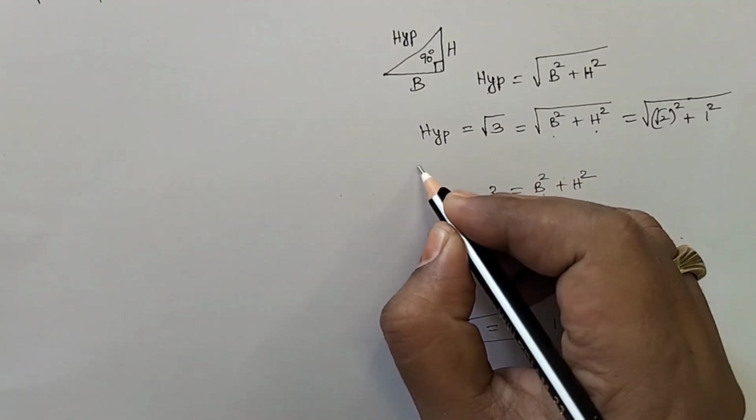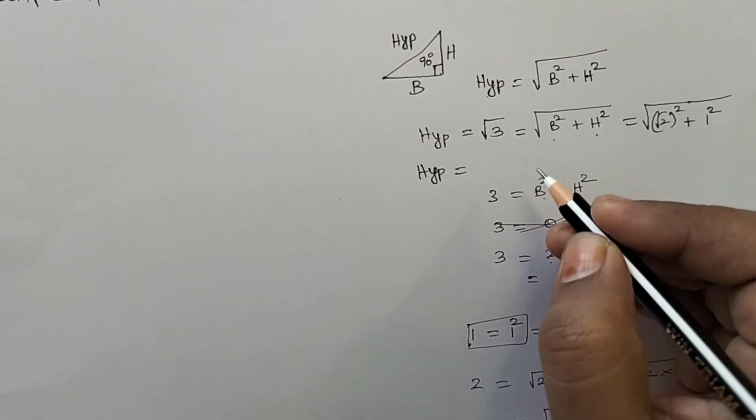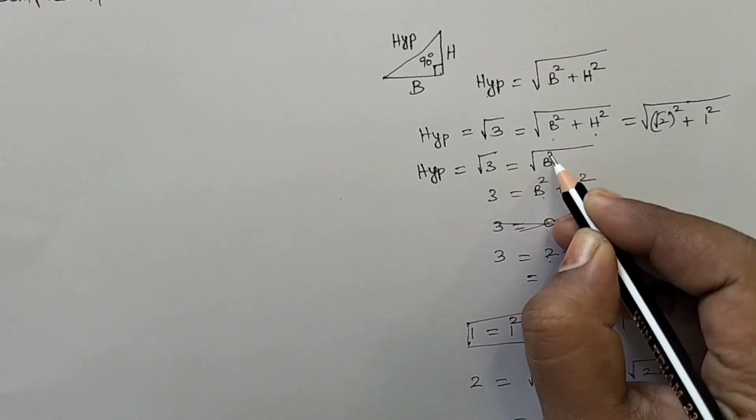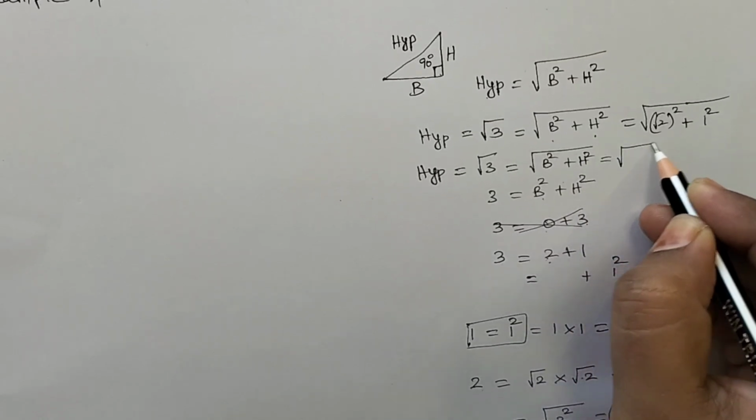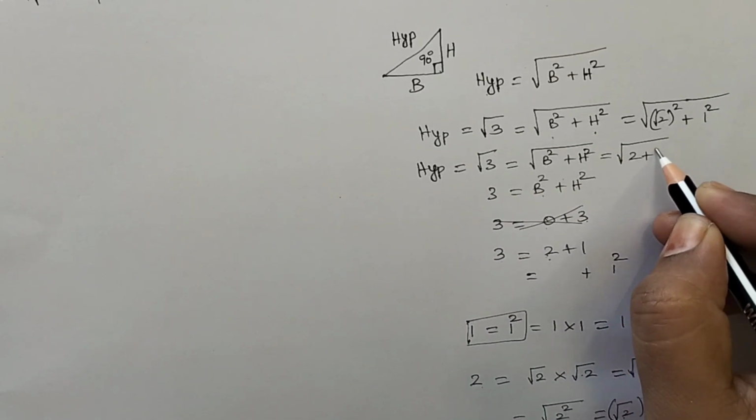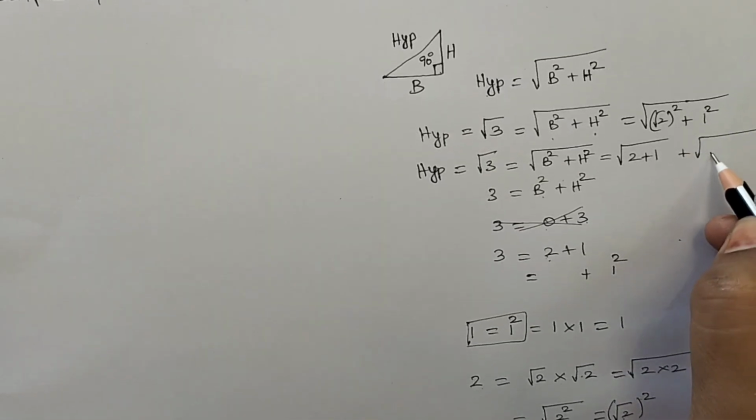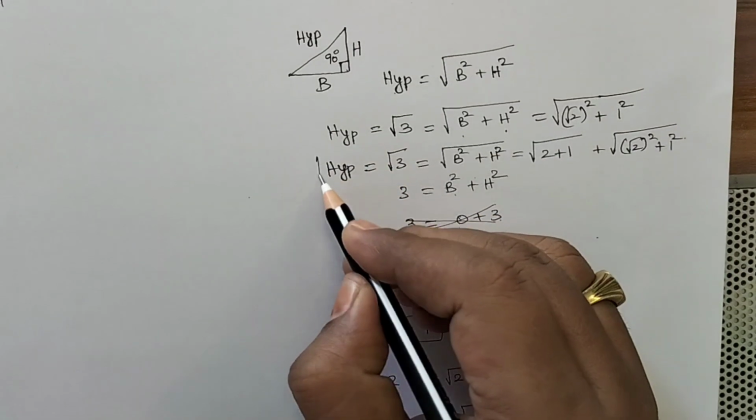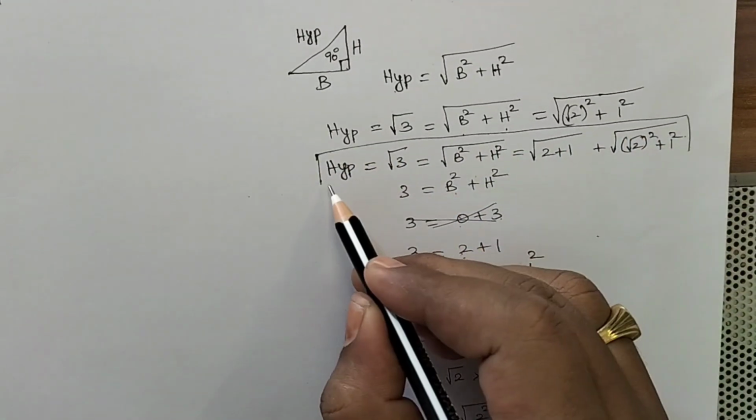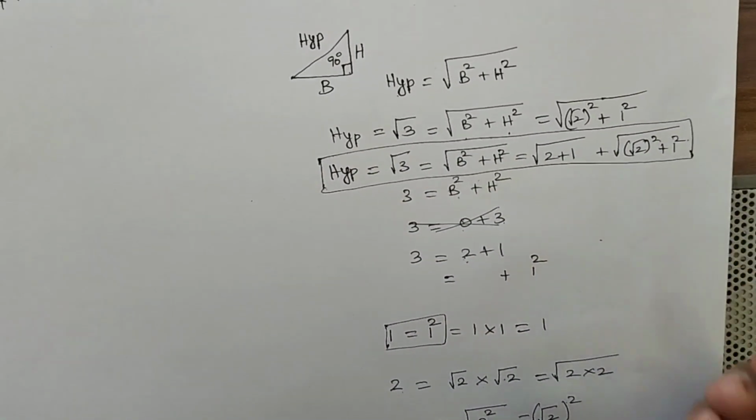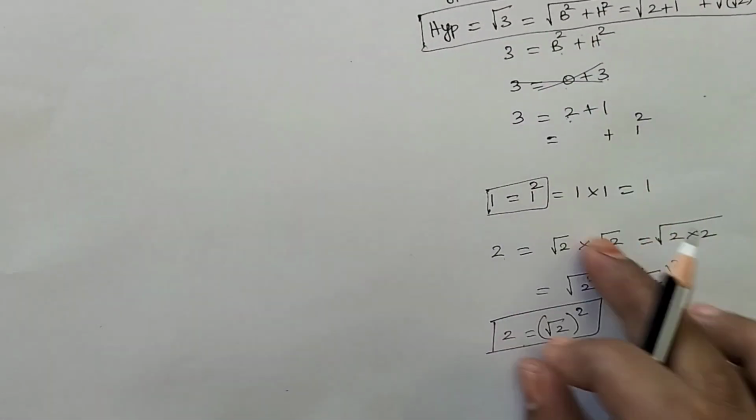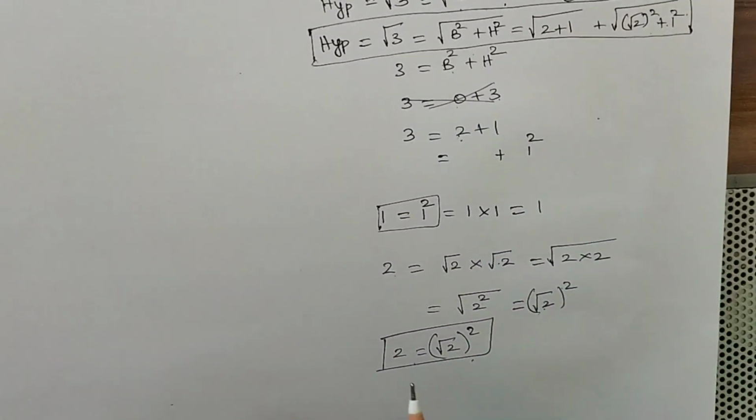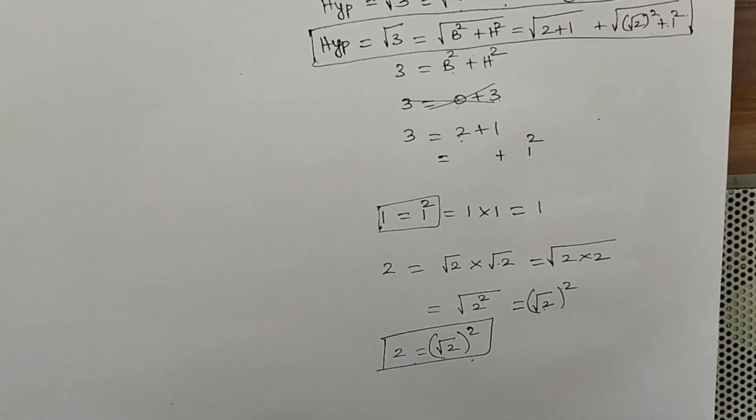So in simple I will write in only one line: hypotenuse is equal to root 3. Root 3 is nothing but b square plus h square, right? Root 3 I can split as 2 plus 1, and this 2 plus 1 I can write as root 2 the whole square plus 1 square. Okay, so in this way I can simply write. So if you are very clear with your concept, instead of doing all these steps, in only one step you can write like this. No need to do all the steps what I have done.